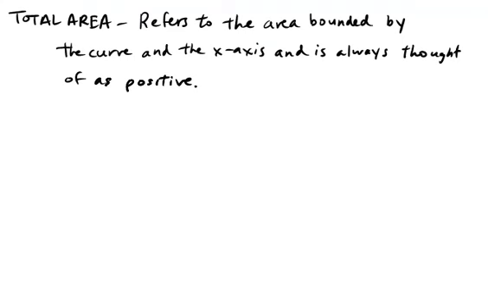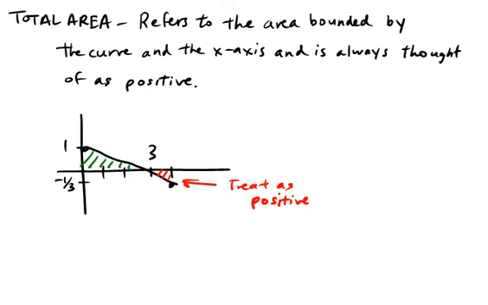Total area refers to the area bounded by the curve and the x-axis and is always thought of as a positive. Taking the same example as before, we would still have the area above the x-axis and below the x-axis, and so we would simply treat the area below as a positive. Treating it as a positive means we can think of this as that part of the graph reflected about the x-axis so that it is now above the x-axis, and so the entirety of the area lies below the curve. The way that we do this is by making the integral absolute value.